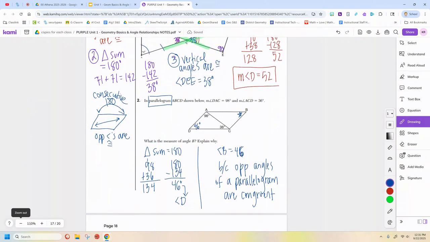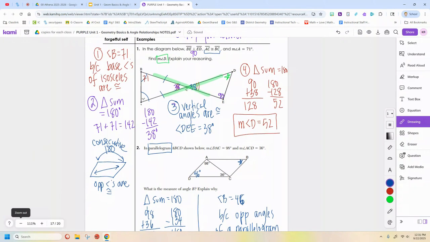Does that make sense? Like, this is a 2-stepper, that's a 4-stepper. But do we see that, like, it's not rocket science? It's like isosceles, vertical, parallelogram, triangle sum? Yeah? Okay.